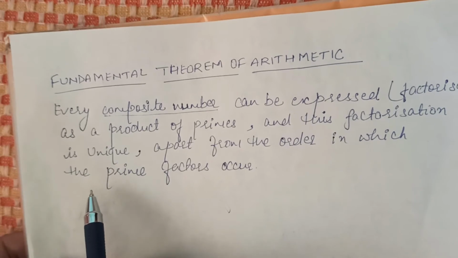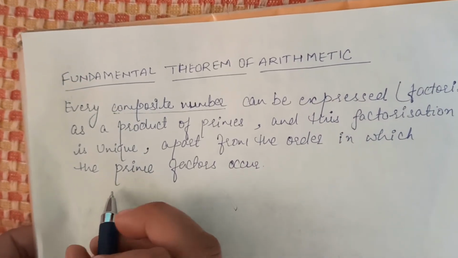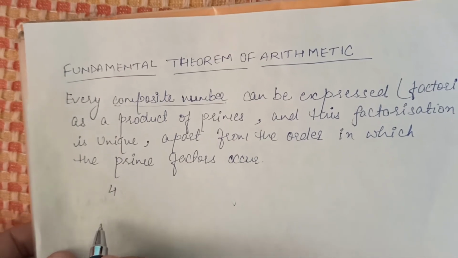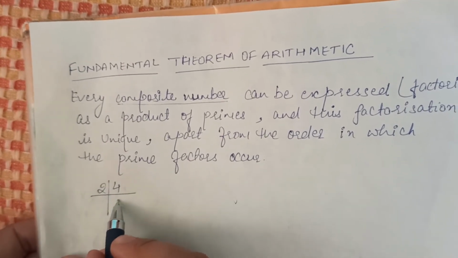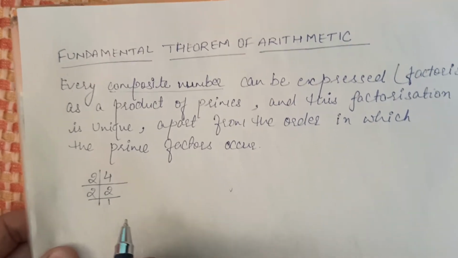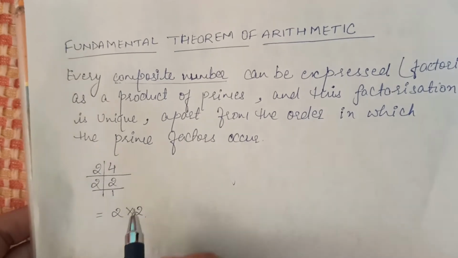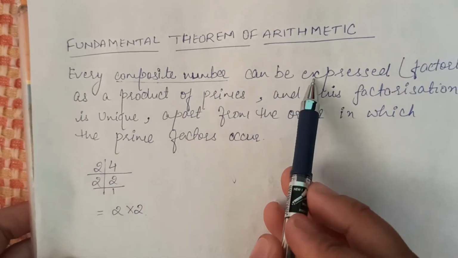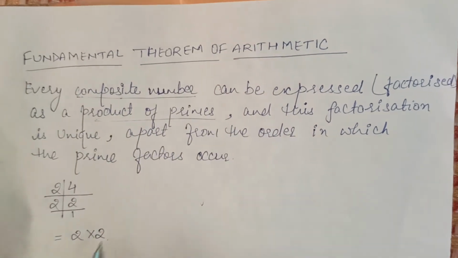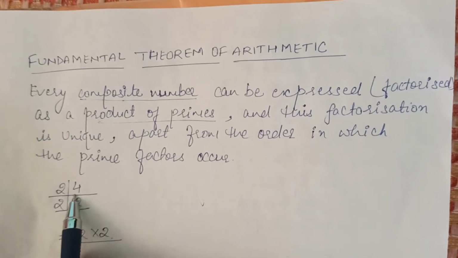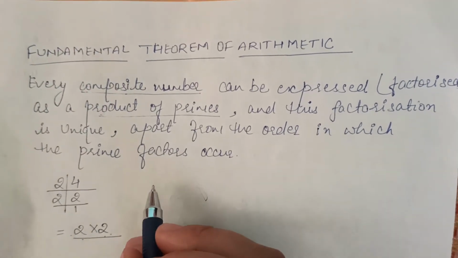As I have done earlier, if we take any composite number, for example, let us take number 4. If we want to factorize it, we can factorize it as 2 2s are 4, 2 1s are 2. So what are its prime factors? 2 into 2. So every composite number can be expressed or factorized as a product of primes. We can write 4 as a product of prime numbers. Let us take one more example.